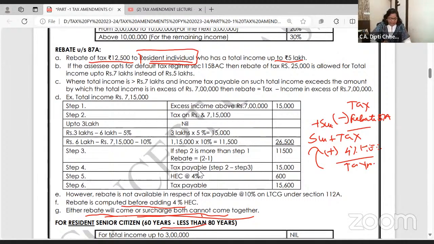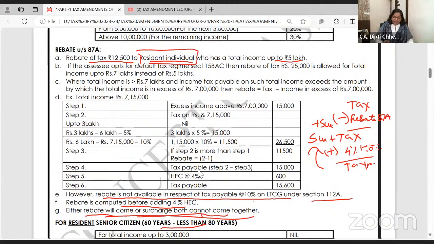Now this rebate is not available in case of special income, long-term capital gain on shares under section 112A where STT is charged. That portion which is free up to 1 lakh and then 10%, on that you will not get a rebate. Rest all the income, if your total income is up to 5 lakh, definitely you are eligible for a rebate.